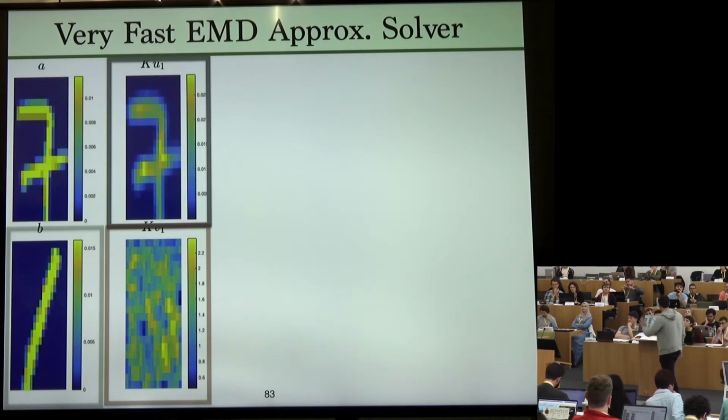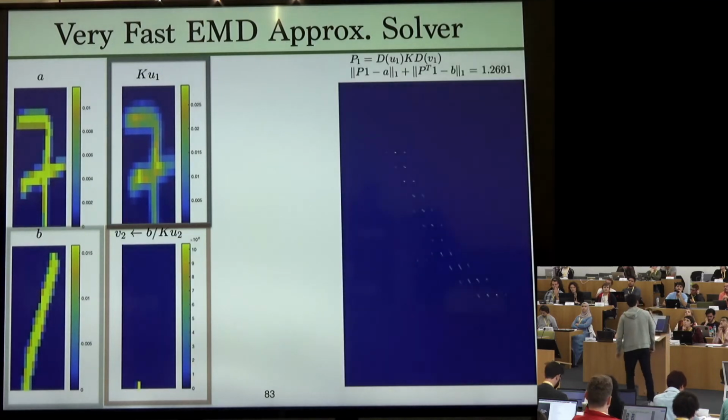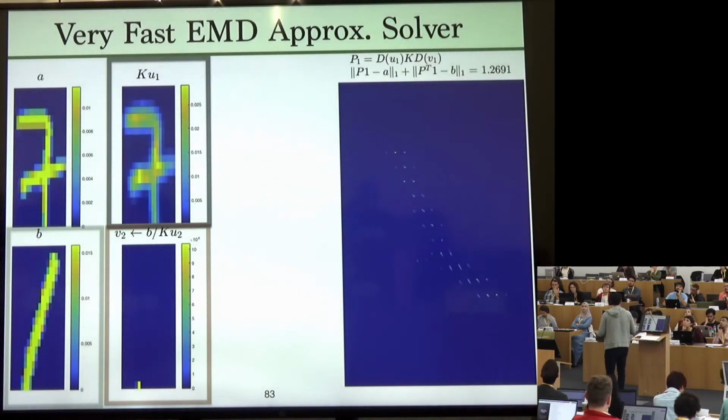And so you can see that there's a lot of almost zero values on the top right in the KU1, and I'm going to divide B by that. So what you can immediately see is that this starts a bit blowing up. It seems that this is not very numerically stable, because if I do bottom left divided by top right, I get values that are roughly equal to 10 to the power 8 for some of those pixels.